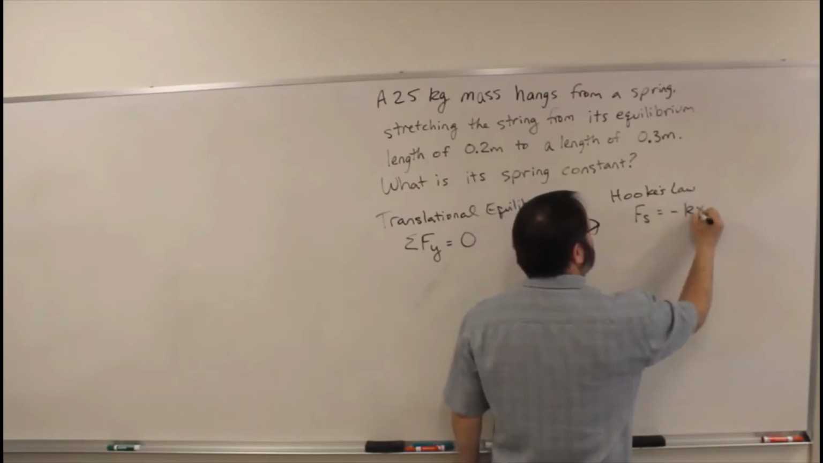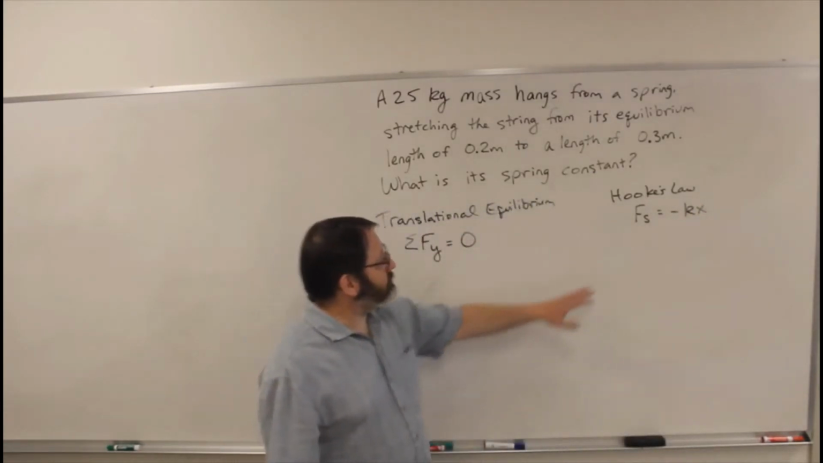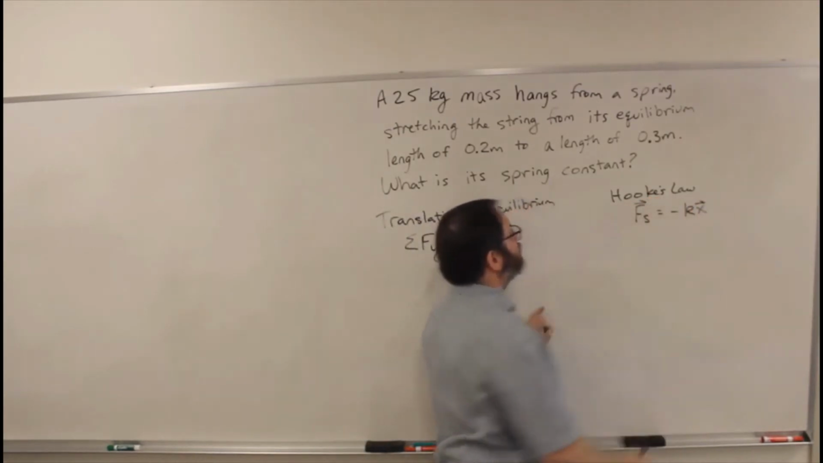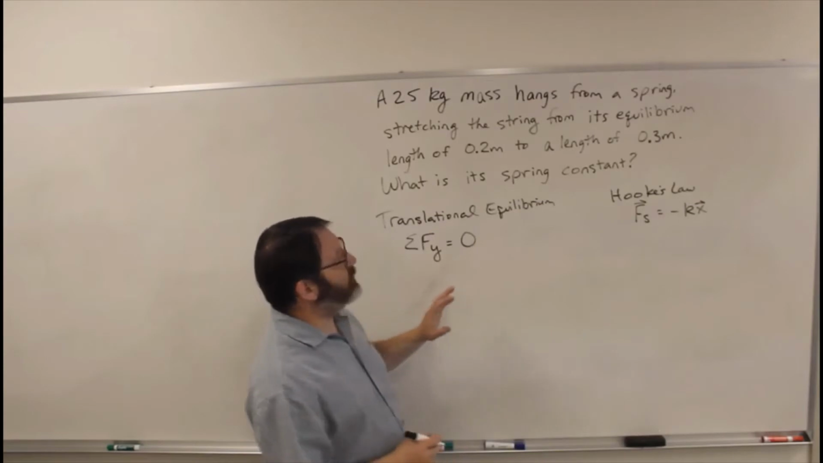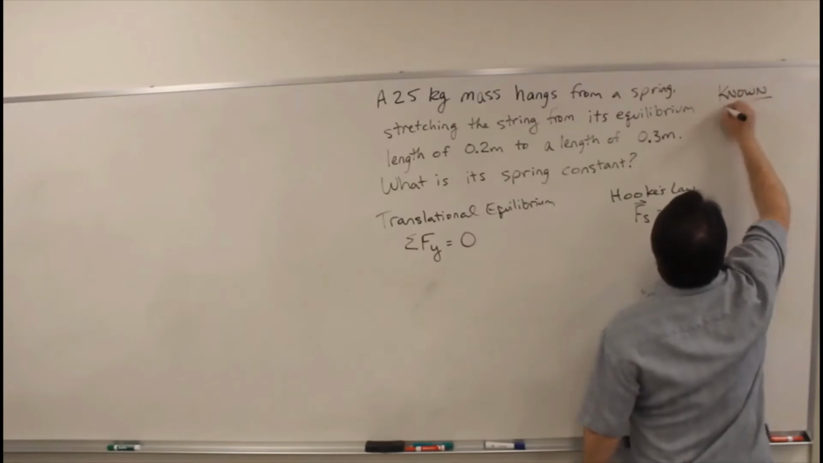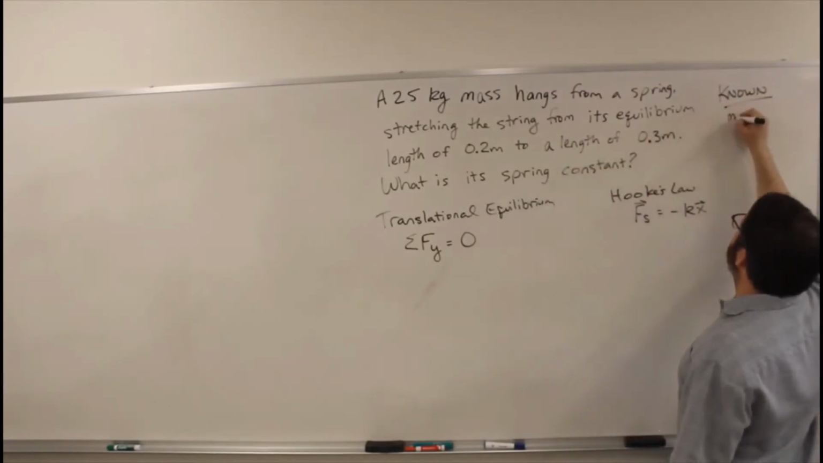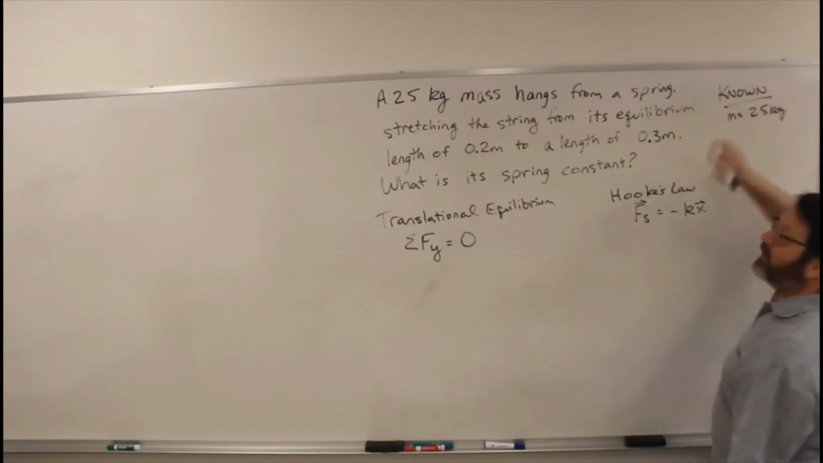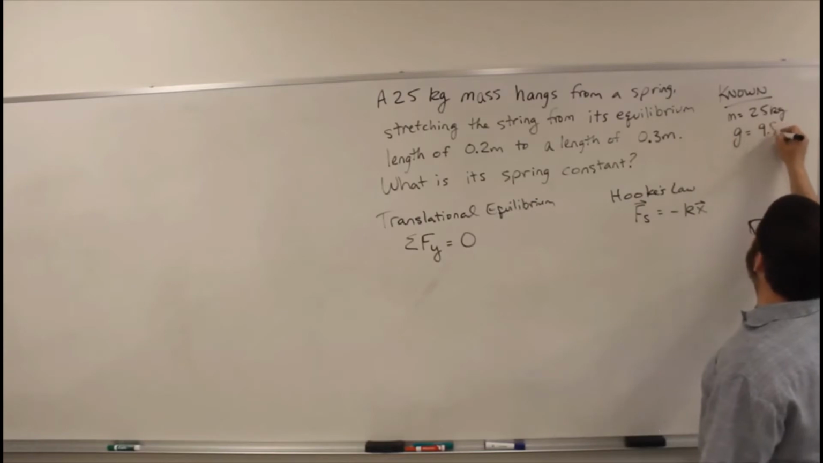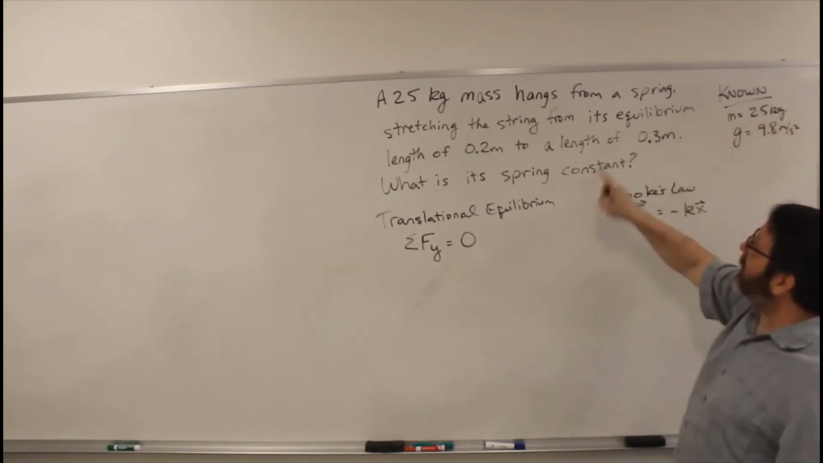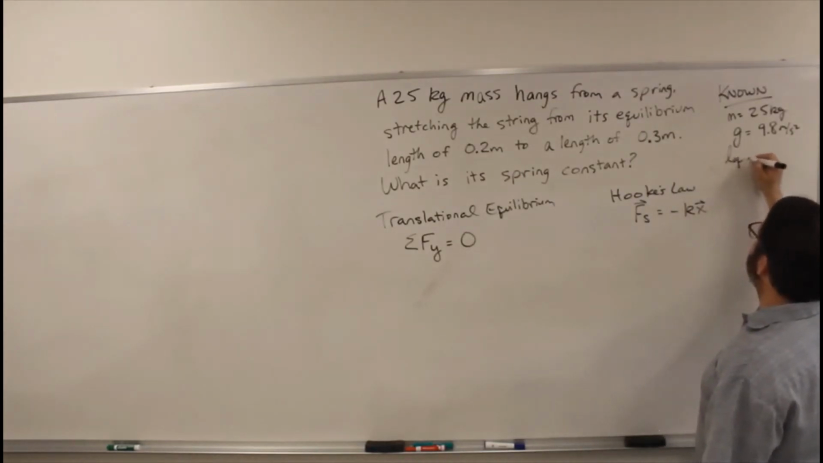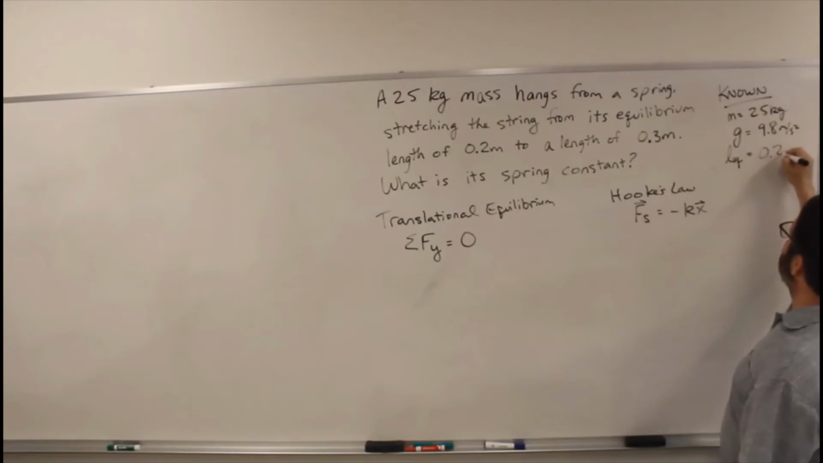Fs is minus Kx. Okay? And these are both vectors. Okay, so knowns and unknowns. Known: m is 25 kilograms. Also, we're going to need gravity. g is 9.8 meters per second squared. We've got an equilibrium spring length. So L equilibrium is 0.2 meters.